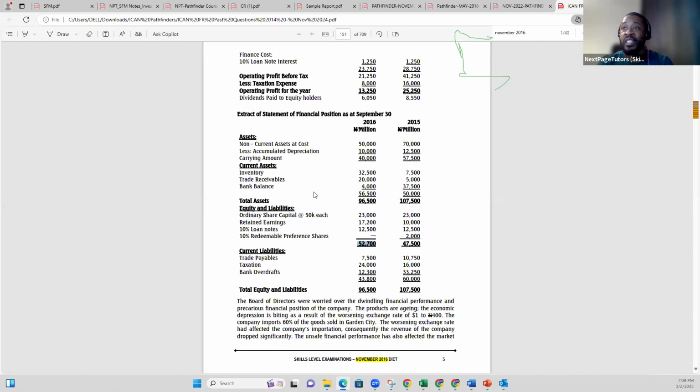If you also go the other route of saying total assets, 96,500 minus current liability 43,800, you get the same answer. How? Total assets is 96,005, minus current liability, 43,008. So that's not going to equate 96,005.